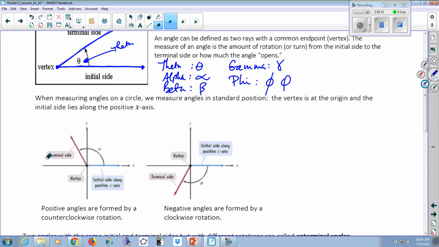So if you meet those two conditions, your vertex at the center, and you see here this is a different color, right? My initial side is blue, always lies along the x-axis. And then you rotate it now clockwise to your terminal side. In this case, it's in the third quadrant. Now this is called theta. That is considered to be a negative angle. So if you were working in degrees, this would be negative.